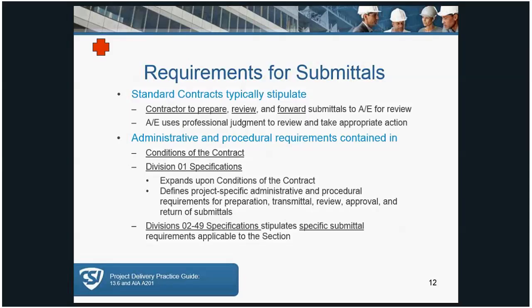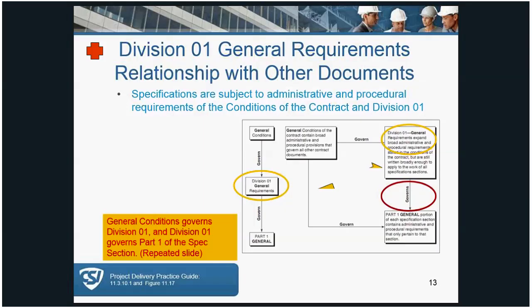The administrative and procedural requirements are going to be contained in the conditions of contract and Division 1 specifications, and then more specifically in Division 2 through 49 specifications. So it goes from general to more specific. And that's kind of talked about or illustrated in this example. You probably have seen this graphic before, and it shows the relationship and kind of the hierarchy of the Division 1 general requirements and then the general conditions and how they impact even the Part 1 of the general or the specifications. Next slide.